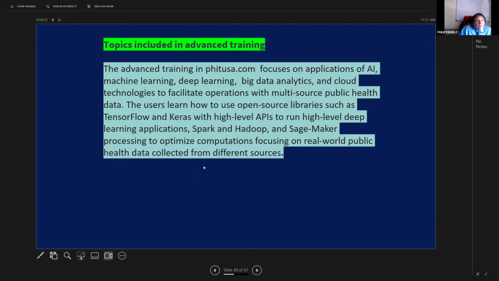What topics are included in advanced training? The advanced training in fitusa.com focuses on applications of artificial intelligence, machine learning, deep learning, big data analytics, and cloud technologies to facilitate operations with multi-source public health data. So the users learn how to use open source libraries such as TensorFlow and Keras for machine learning with high-level APIs to run deep learning applications, Spark and Hadoop for big data, SageMaker processing to optimize computation, focusing on real-world public health data collected from different sources.